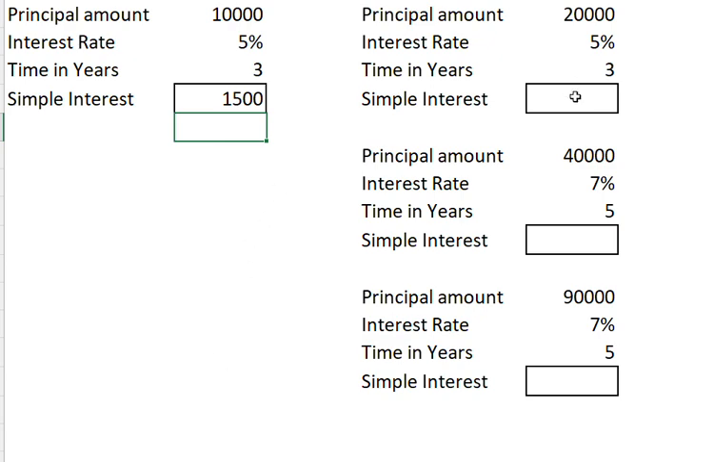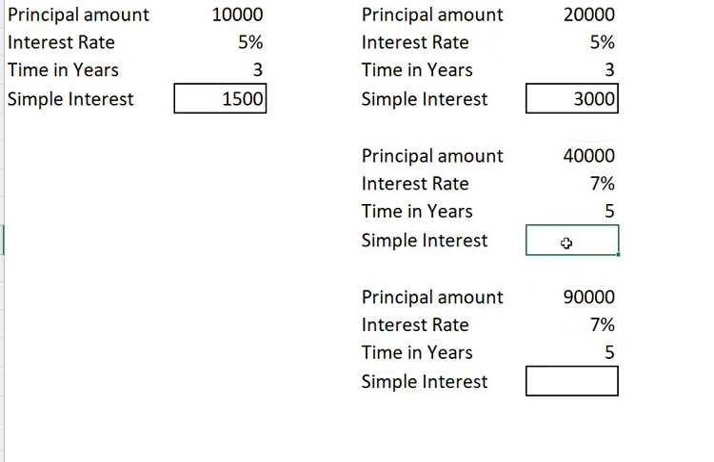We will repeat with another example wherein the principal amount is 20,000, the interest rate is 5% and time in years is 3. Again we will press equal to, select principal amount, multiply by interest rate, multiply by time in years, press enter. So we get the simple interest.